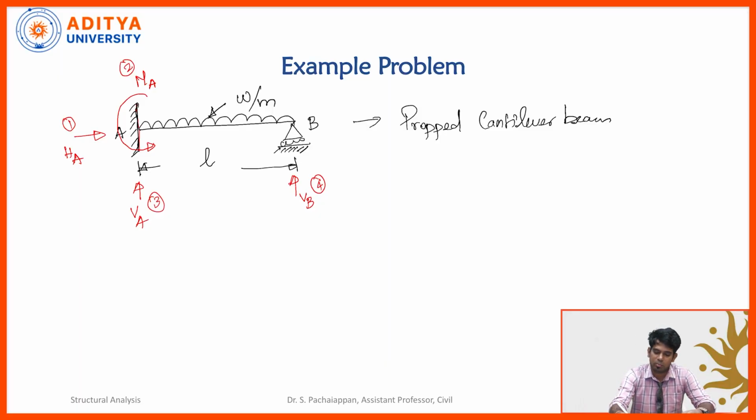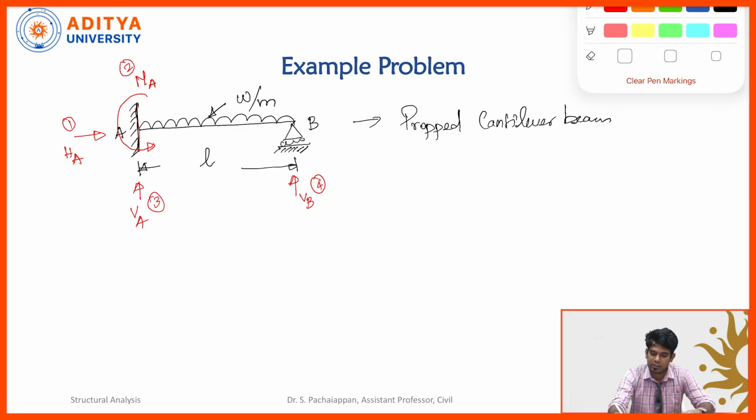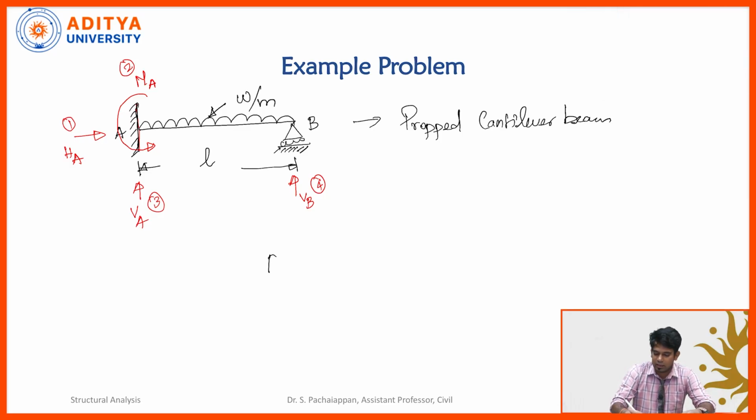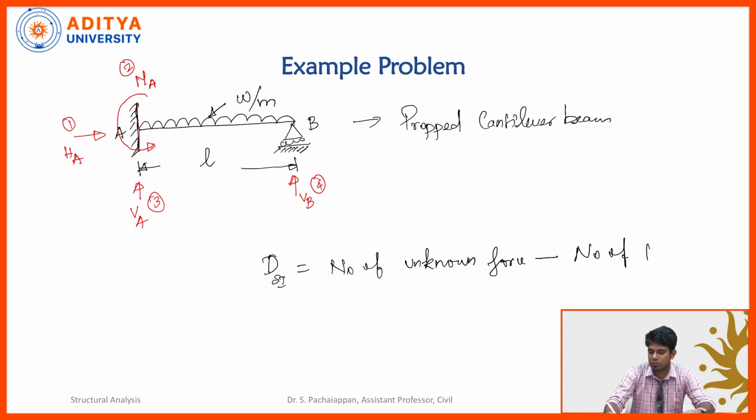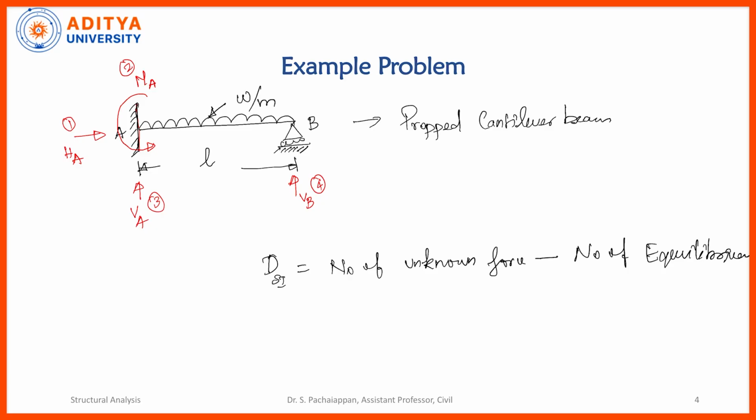So what is meant by static indeterminacy? Already we discussed: the degree of static indeterminacy is nothing but the number of unknown forces minus the number of equilibrium equations. Number of unknown forces minus number of available equilibrium equations.